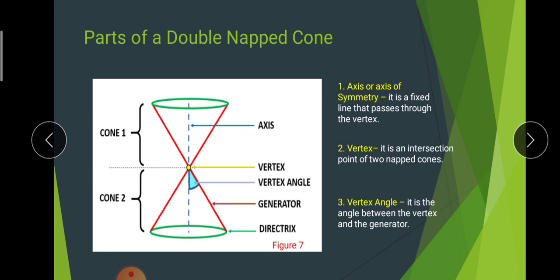Number 2. Vertex. It is the intersection point of the two nap cones. Ito yung point na yellow at intersection daw siya ng dalawang cone.